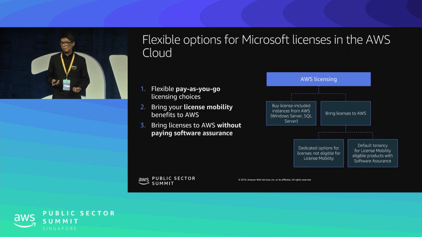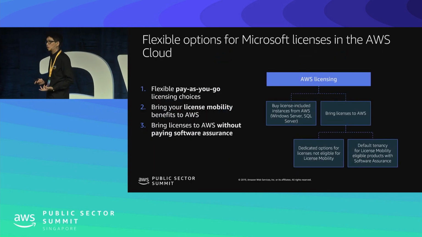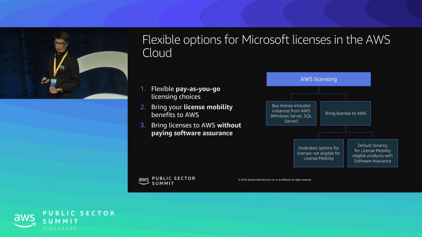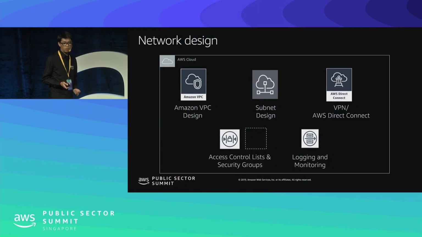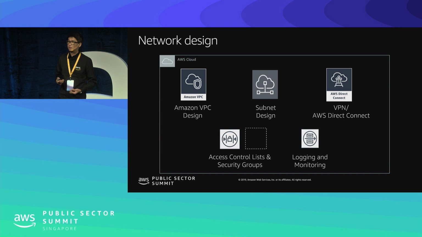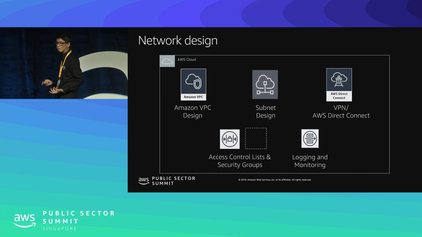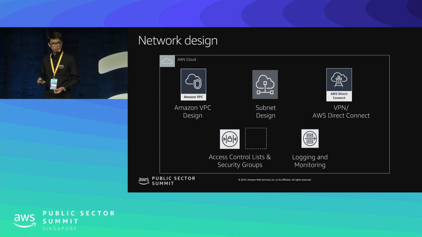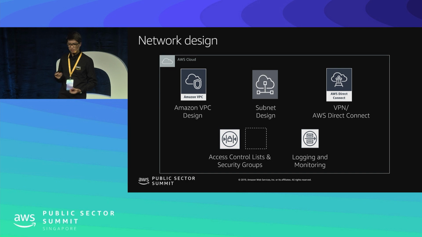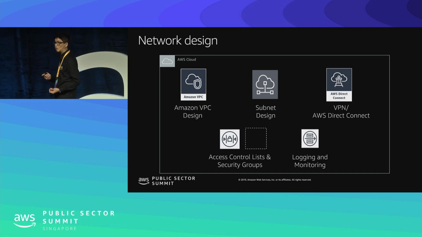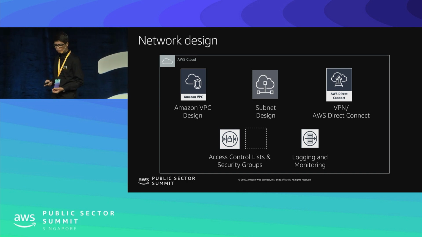So what do customers or companies think about before migrating their Windows applications? First of all, we believe in looking at the network design. This is granted. This is the most basic system design: you have a virtual private cloud, you have some local connectivity, and also on-premise connectivity. How do you define the subnets and the DMZs? How do you do centralized logging and monitoring? So this is granted.